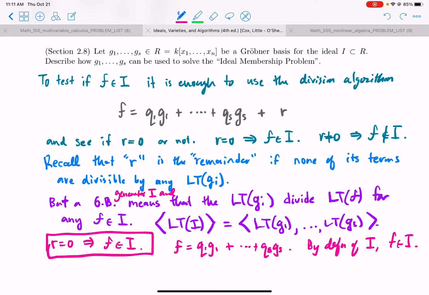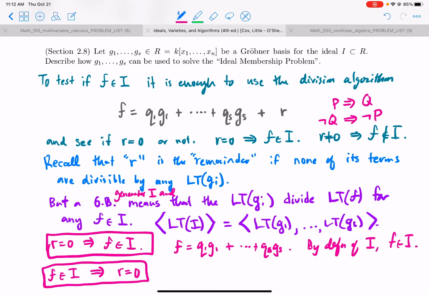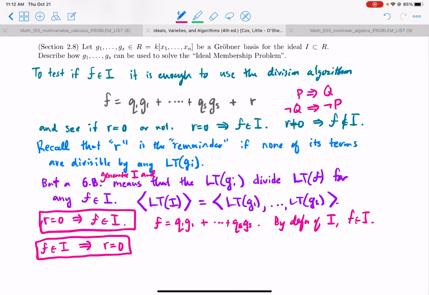So, to prove this, let's prove it by the contrapositive. We'll say that F is in the ideal, and then we'll show that R must be 0. So if P implies Q, then we can alternatively prove that not Q implies not P. Okay, so let's assume that F is in the ideal and try to prove that R is 0. Okay, so if F is in the ideal, then what will happen?